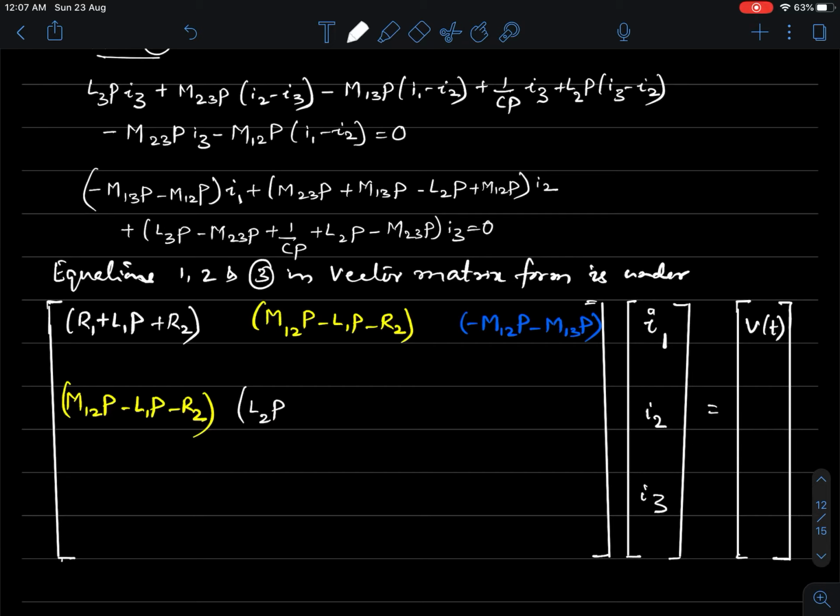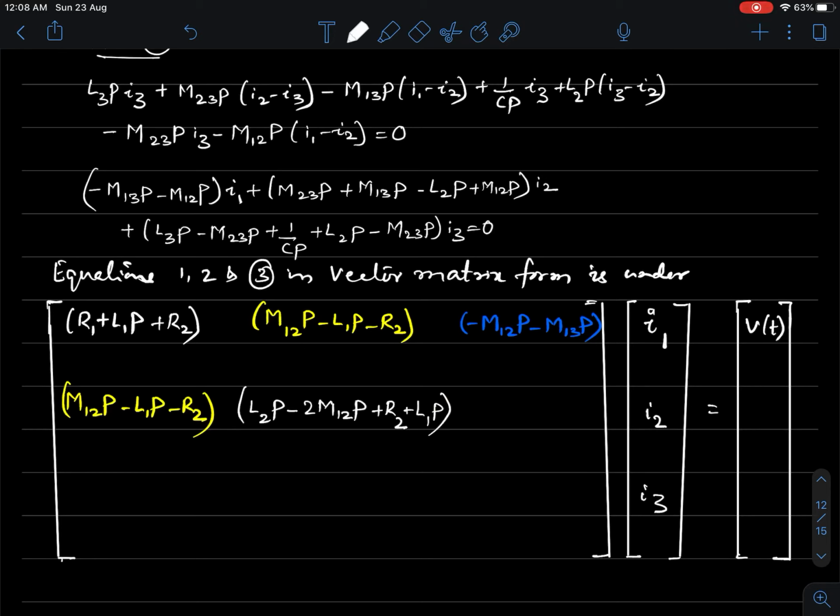Now I will add minus M12 and minus M12P. So that will be minus 2 M12P plus R2 plus L1P. These are the coefficients of I2 from the second equation.